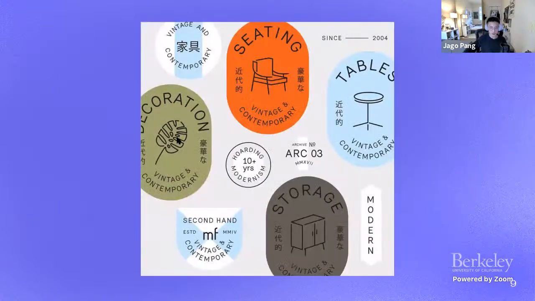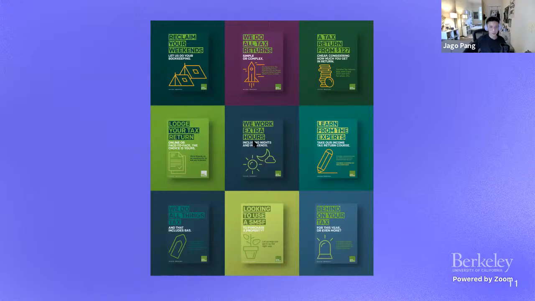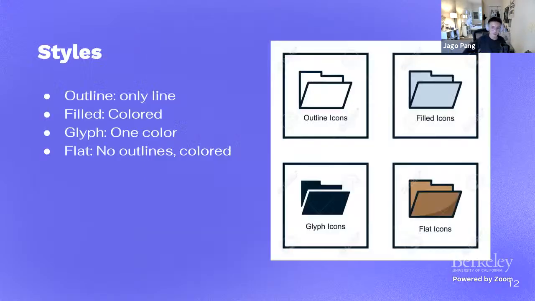They also use stickers. So these are icons of different types of furniture that they also might use in their own website design. And that is standardized across all their designs, the entire design system. And here's another example of icons, and more icons. This is used in posters.